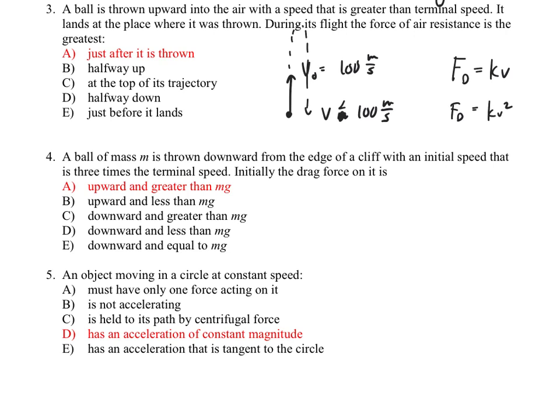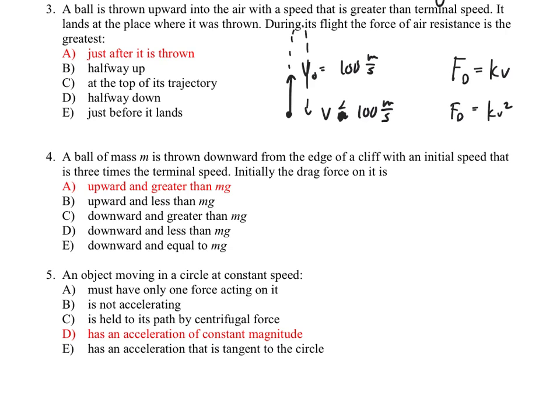I throw it with a velocity of, say, 90 miles per hour downward, but the terminal speed is only 50 miles an hour. Well, that means air resistance is going to suddenly slow this thing down right off the bat. So it has to be slowing down. Initially, the drag force is upward and greater than your weight. The only way to slow down is to have a negative acceleration, and that means that the upward drag force has to exceed the weight pulling down.